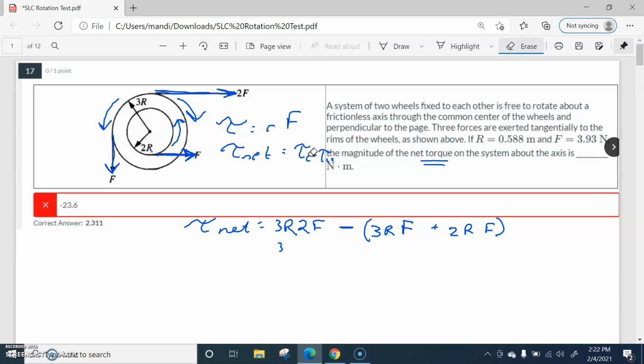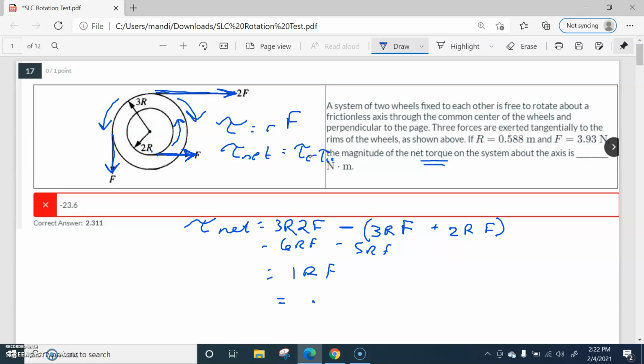3 times 2 is 6. 6 RF minus, so that ends up being 5 RF. So that answer is 1 RF. If you wanted to distribute your negative as you went, that's totally fine. You didn't have to do the parentheses thing. I just did that to, I don't know, be more explicit.